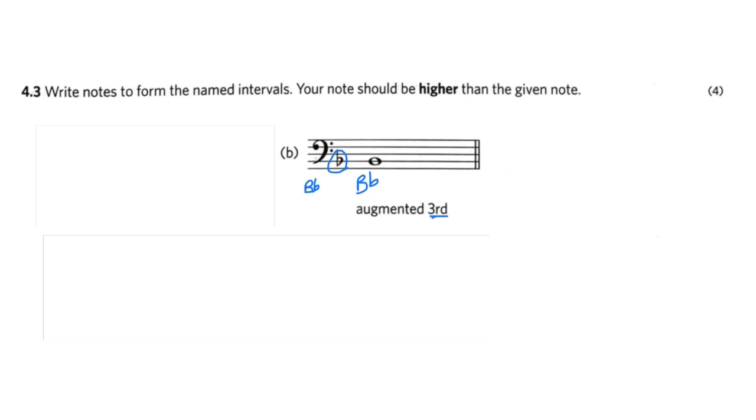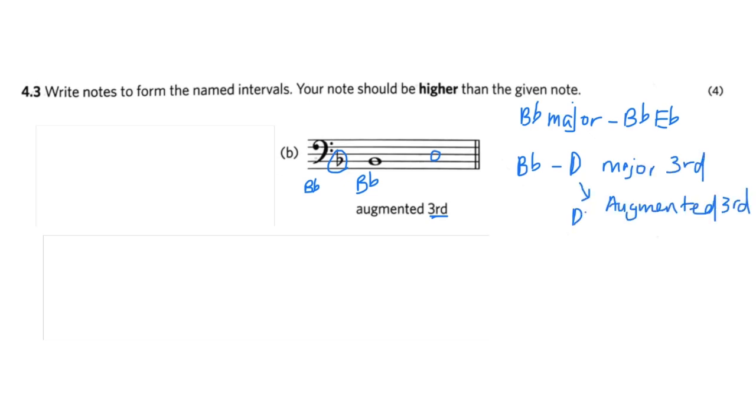The 3rd note from B will be D, so we draw it out first. In B flat major, the key signatures are B flat and E flat, so it means B flat to D will be a major 3rd. And to make it an augmented 3rd, we have to make it 1 semitone higher, so there will be D sharp.